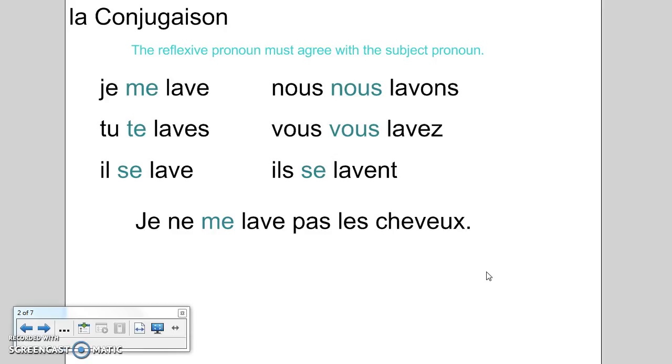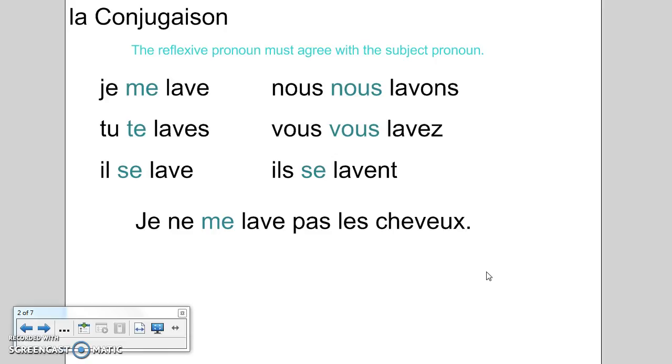Notice that the first word you see there in black is the subject pronoun. So je, tu, il, nous, vous, ils. Those are subject pronouns. We still have to remember those terms, especially when we start playing around with different structures. Then the reflexive pronoun is what you see there in teal: me, te, se, nous, vous, se. And don't confuse them with object pronouns. Even though they're similar, technically they're functioning differently within these sentences.